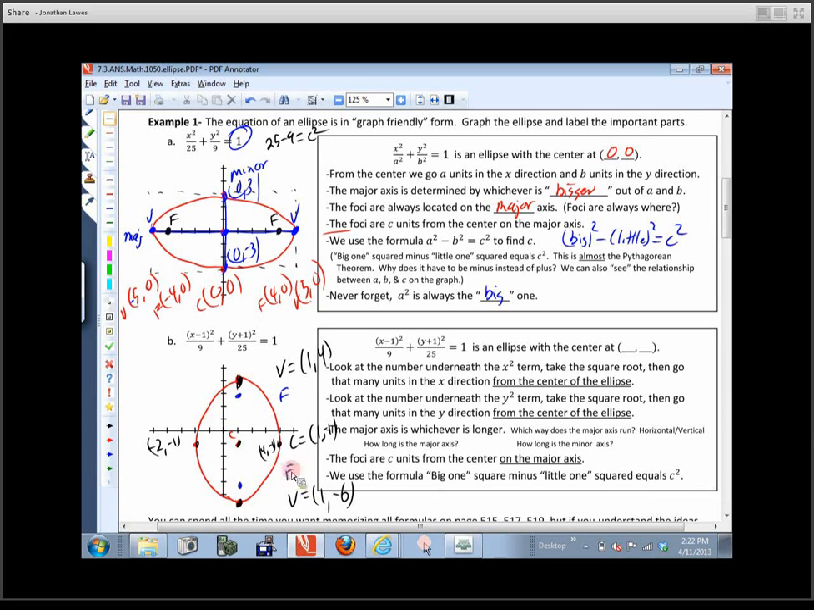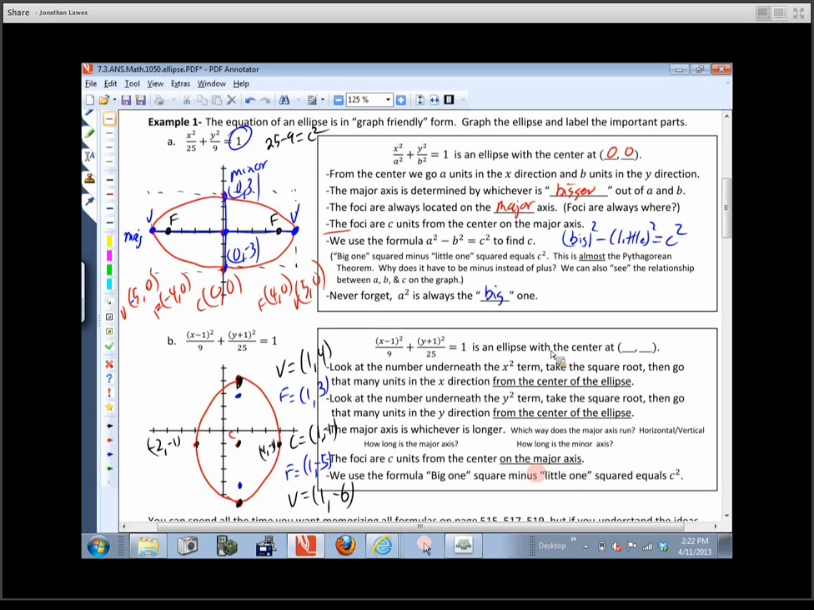So I can then label the foci. So on this one, notice what these all have in common. They have all the same x coordinate. If I went up 4 from -1, this is going to be 3. And if I went down 4 from -1, this is going to be -5. Any questions?